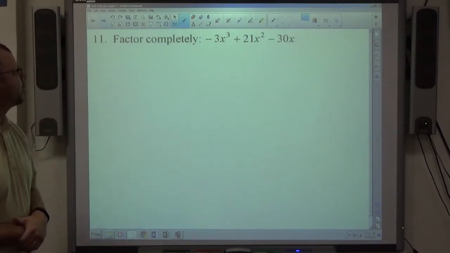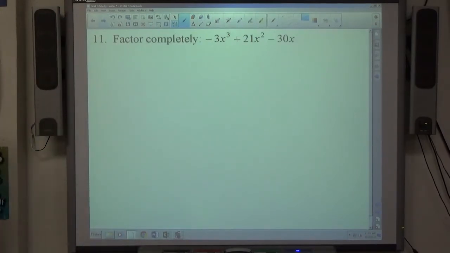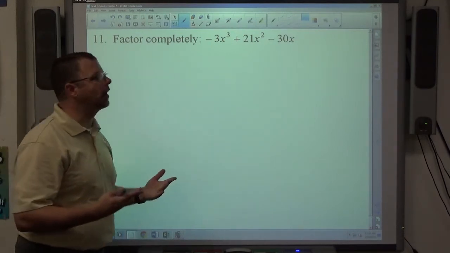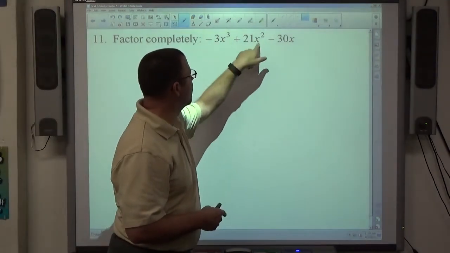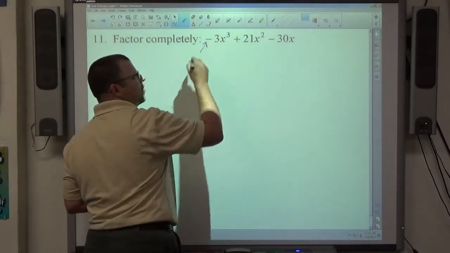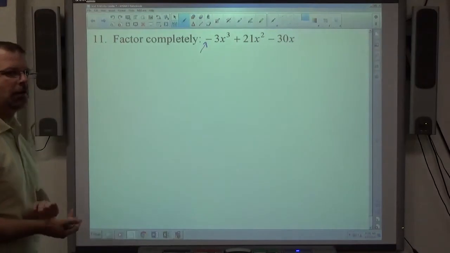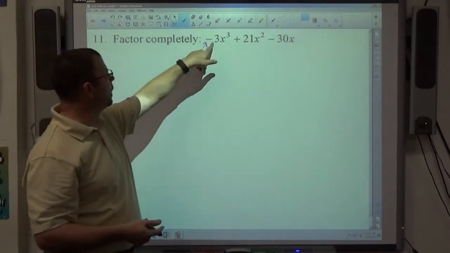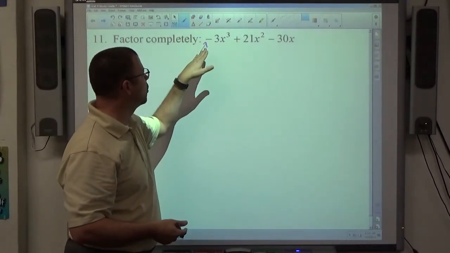Number 11, factor completely. First thing I noticed about this is it's cubic. Okay, so if it's cubic, I'm expecting x to be a common factor. We can see very clearly x is a common factor. The other thing I notice is my lead term is negative, which I don't ever like. I like my lead term to be positive. I also notice there's 3 in the lead term.